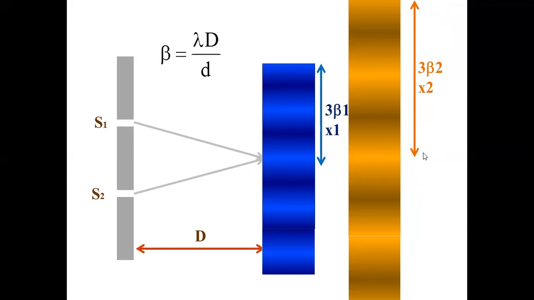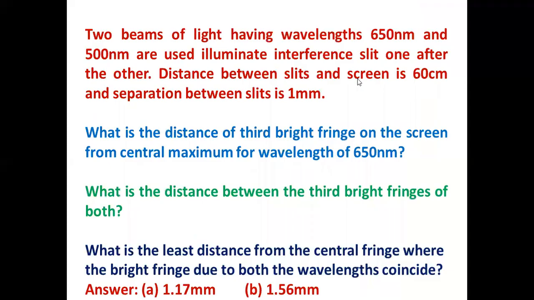What about the red fringe? Where is the third bright fringe of red? It's far away, 3 beta 2, where beta 2 is lambda 2 D by d. That is x2. What is the distance between this third bright fringe and this third bright fringe? That is the first question. So when you switch on blue light, you will get blue bright fringes, but they are closer and closer and closer. What about red fringes? They are far away, far away, far away.